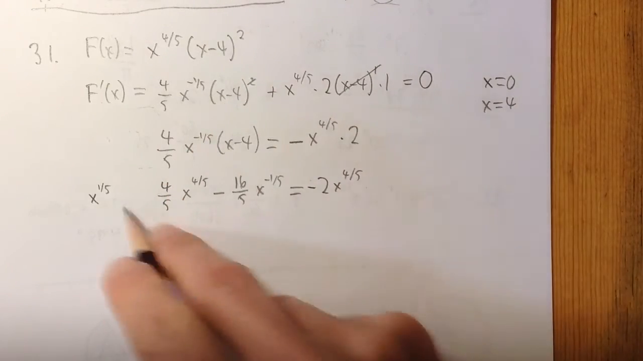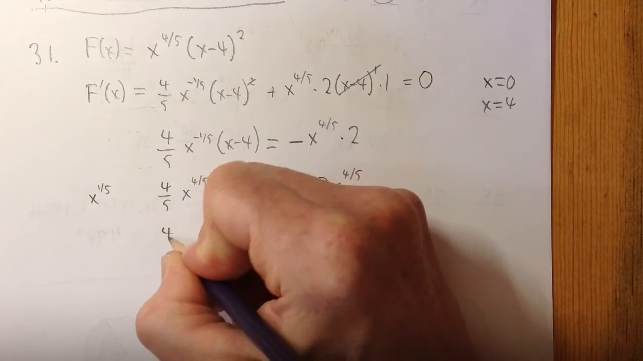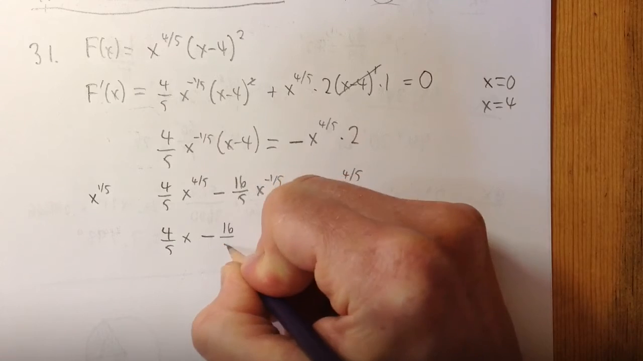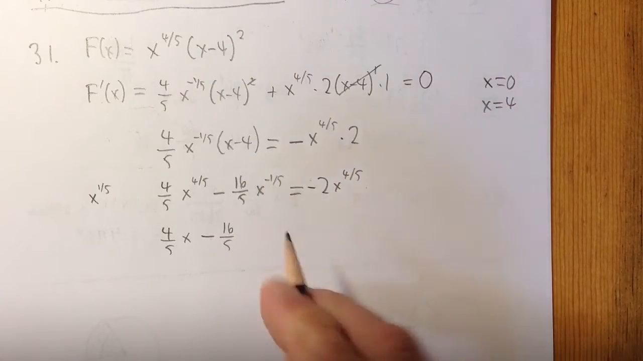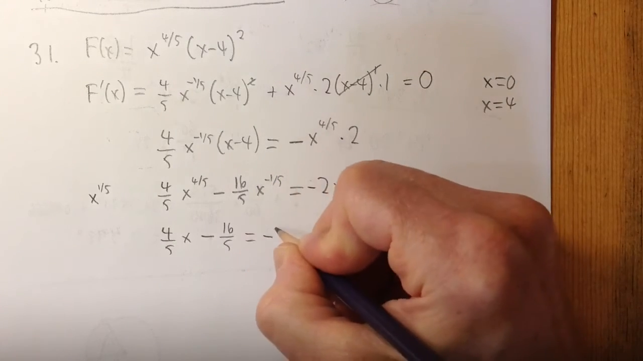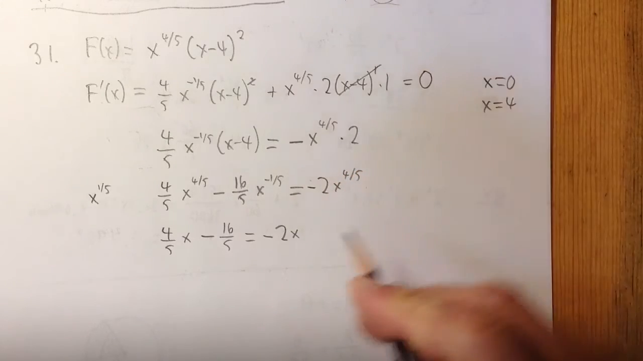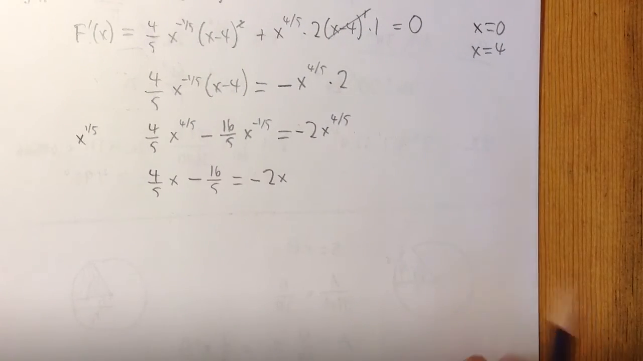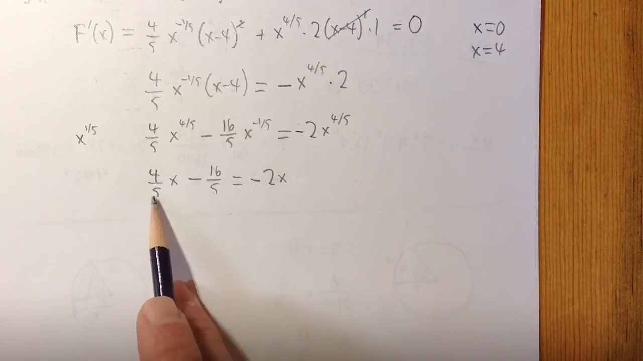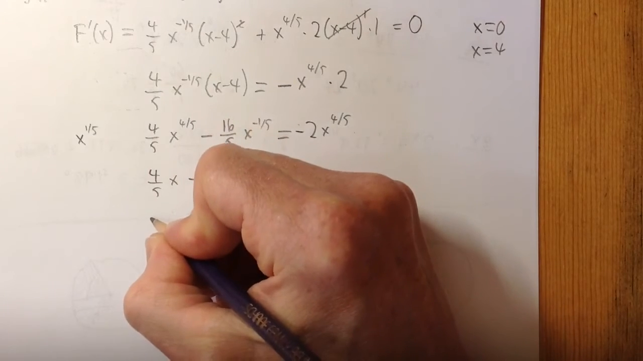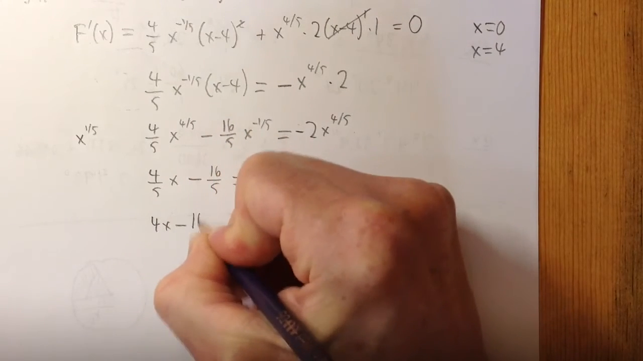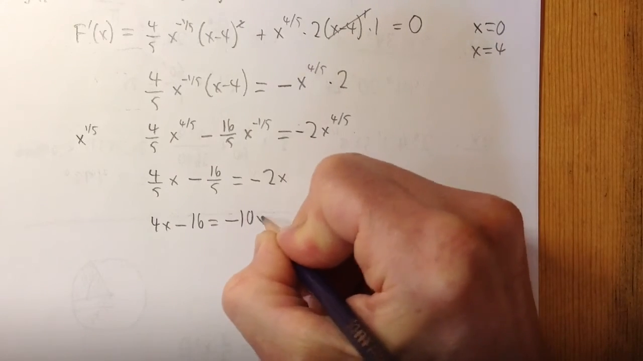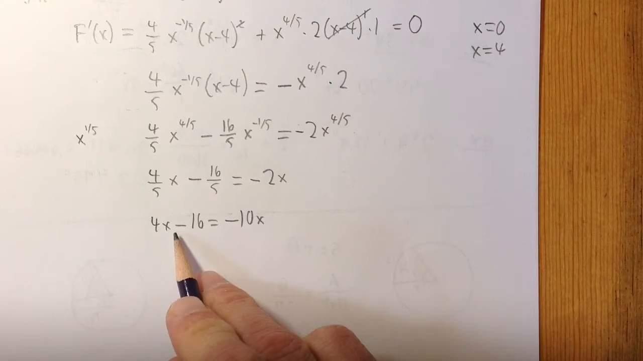So I can multiply everything by x to the 1/5. So that would be 4/5 x minus 16/5, because that one goes away there, equals negative 2x, because again that just becomes a regular x. Well, this is looking a lot friendlier. Let's multiply everything by 5 to get rid of that 5 in the bottom, because that's confusing too. So now we have 4x minus 16 is equal to, multiply that by 5, negative 10x. Let's put the 10x over here.